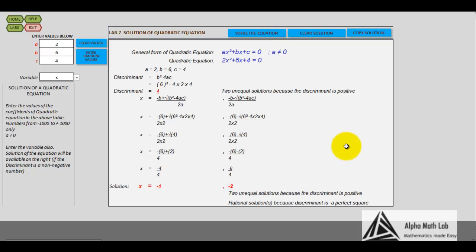The same equation has been changed into a new quadratic equation with the variable x with the same coefficients 2, 6 and 4. If you want to copy the solution and paste it on any other document, click on copy solution.